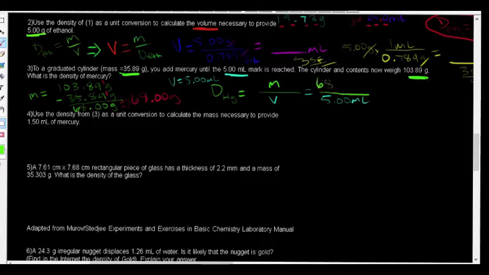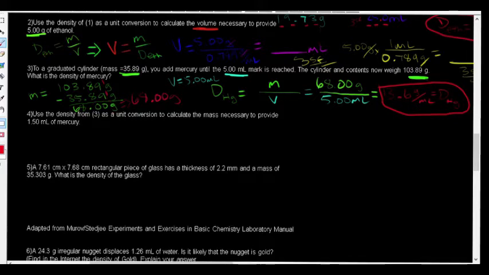So remember, 3 sig figs for the answer. So 68.00 grams divided by 5 equals 13.6 grams per milliliter. That's the density of mercury. So we have a density.